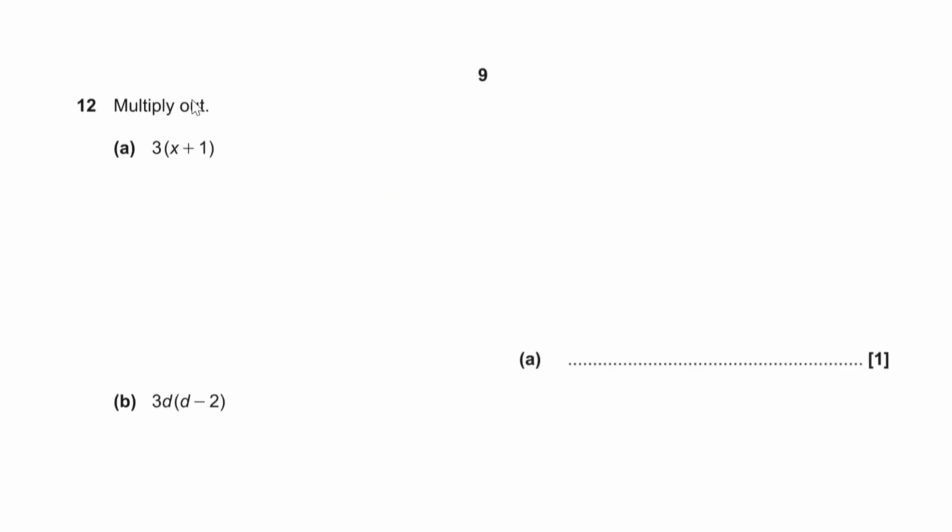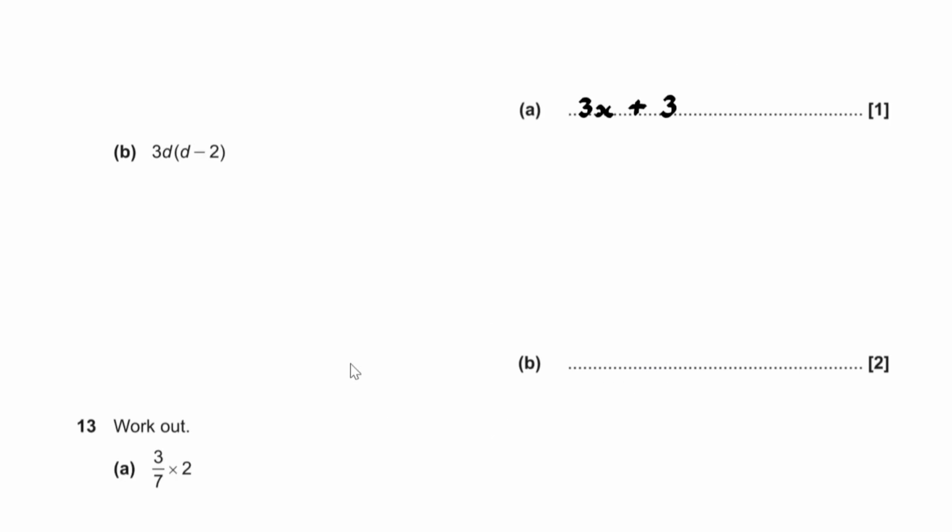Question number 12. Multiply out, for part A, 3 multiplied by (x plus 1). 3 multiplied by x is 3x. 3 times 1 is 3. So we have 3x plus 3. For part B, we have to multiply out 3d multiplied by (d minus 2). 3d times d is 3d squared. 3d multiplied by minus 2, that's minus 6d.